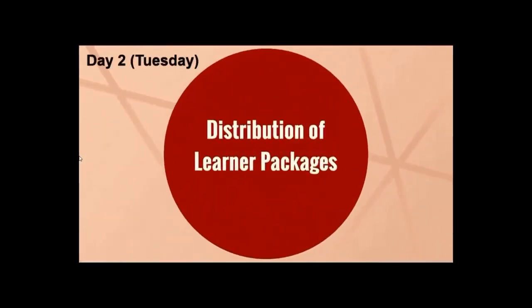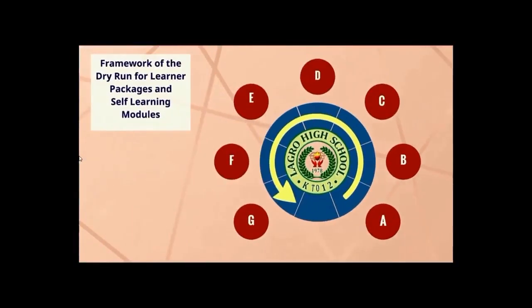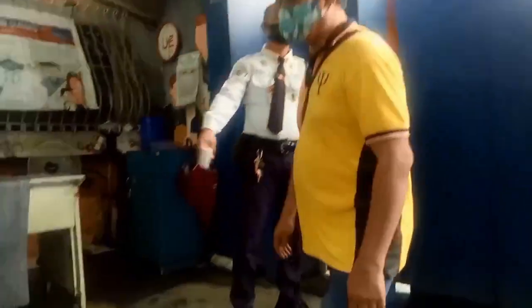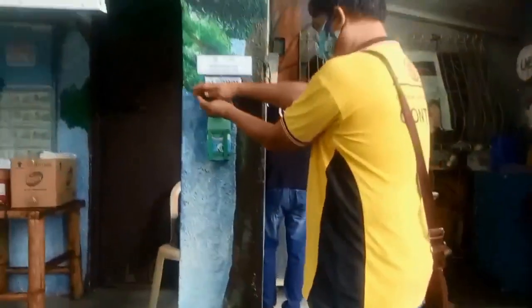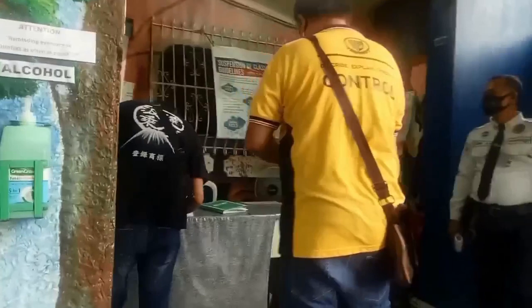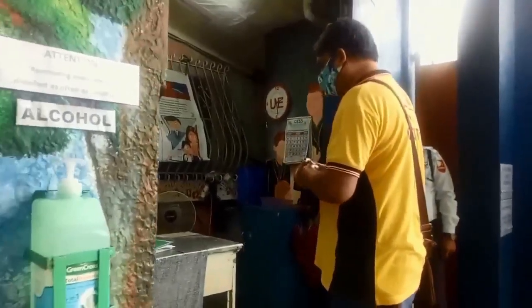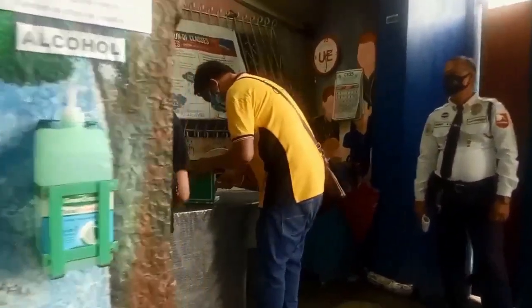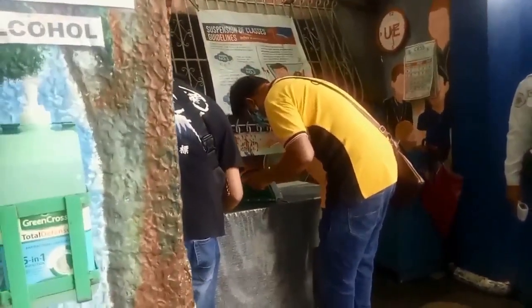The school will carefully draft a schedule for the second phase, that is, the distribution of learner packages. There are two options for the distribution depending on the available resources of the school and the capacity of the parents. The first option, the parents will receive the learner's kit personally at the designated distribution places.